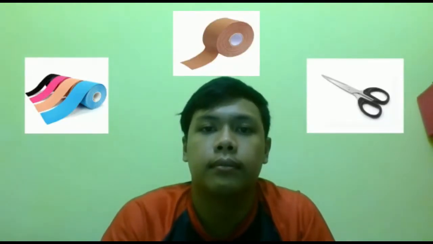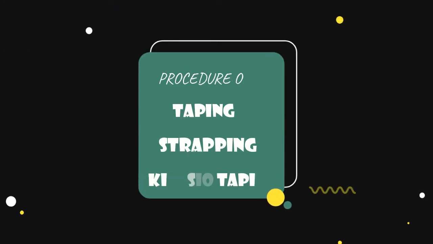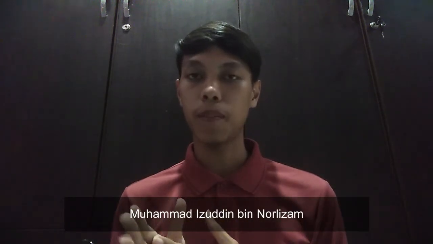The next is the equipment for strapping. First, kinesiology tape. Second, strapping tape and scissors. Assalamualaikum warahmatullahi wabarakatuh. My name is Muhammad Izzuddin bin Nizam. I am going to show the procedure of taping, strapping and kinesiotaping for spine injury.